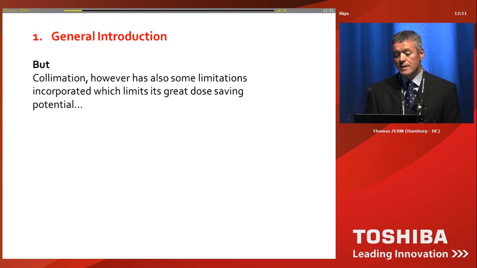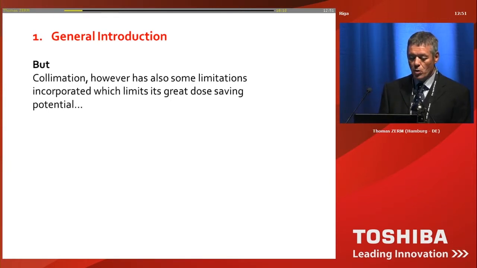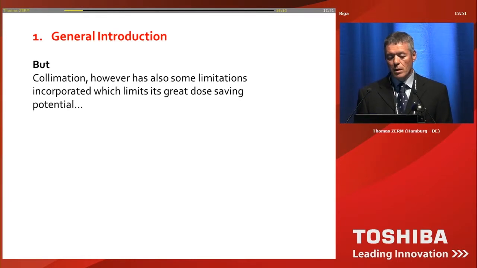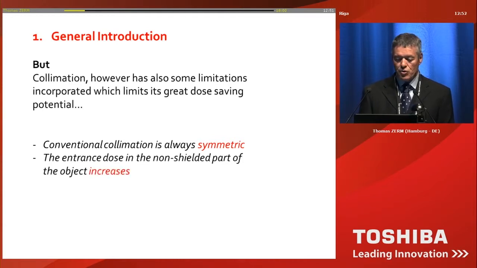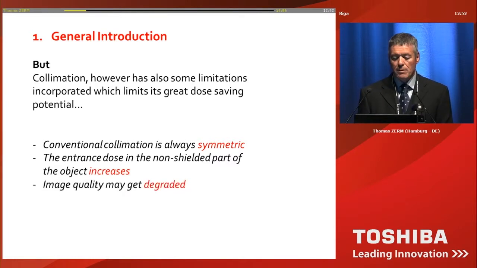Collimation, however, also has some limitations at this moment, which limit its great dose-saving potential. Conventional collimation is always and only symmetric. The entrance dose in the non-shielded part of the object increases, and image quality may get degraded.